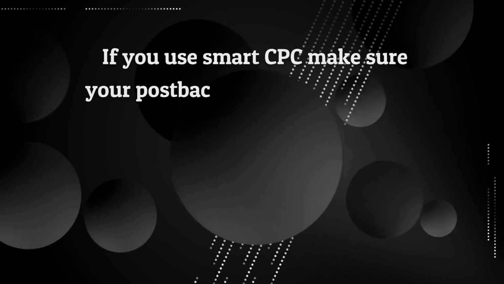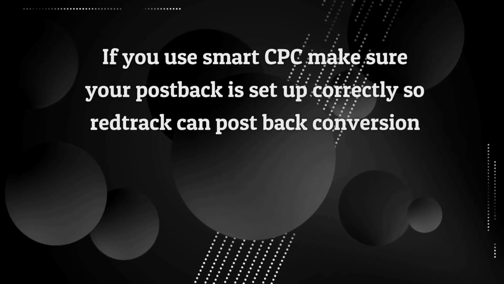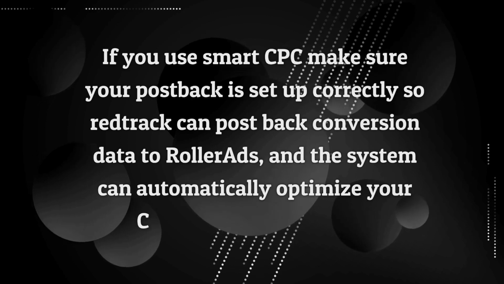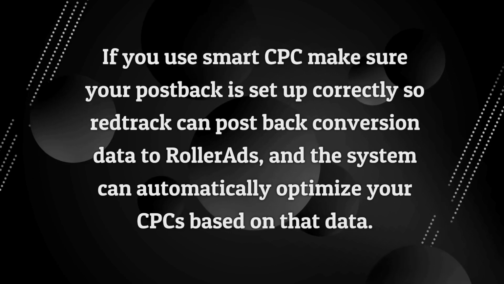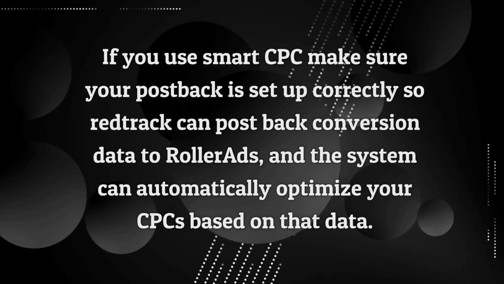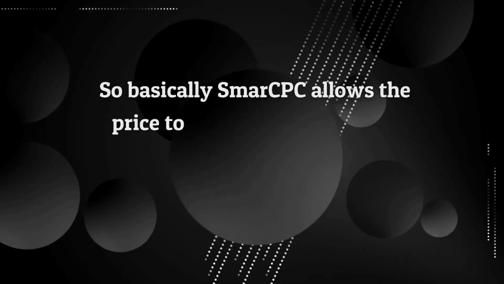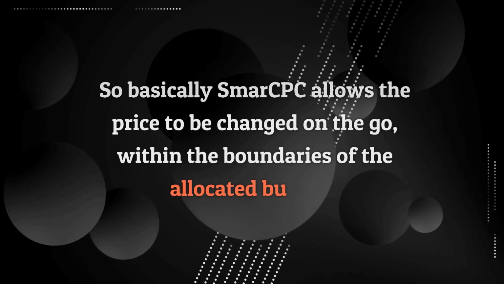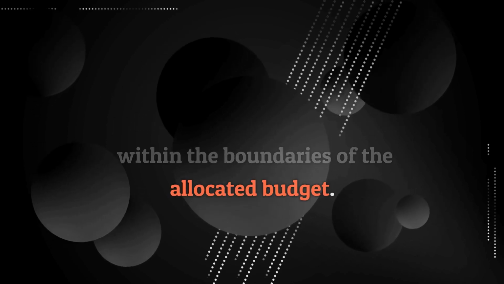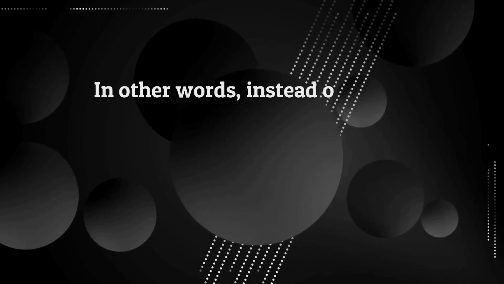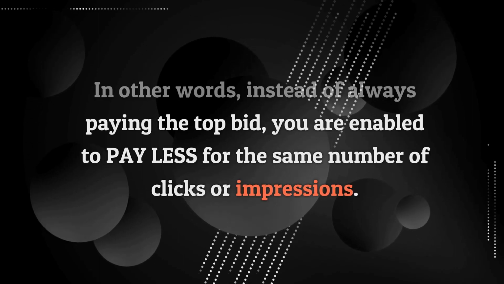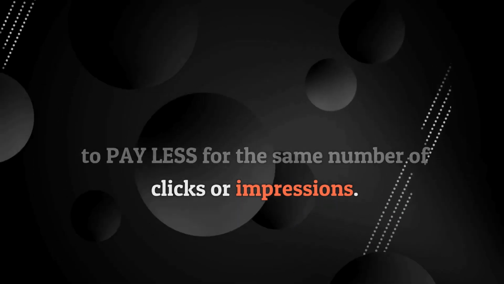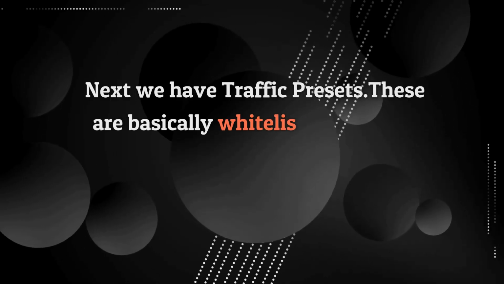If you use Smart CPC, make sure your postback is set up correctly so RedTrack can postback conversion data to RollerAds, and the system can automatically optimize your CPCs based on that data. So basically, Smart CPC allows the price to be changed on the go, within the boundaries of the allocated budget. In other words, instead of always paying the top bid, you are enabled to pay less for the same number of clicks or impressions. Next, we have traffic presets.